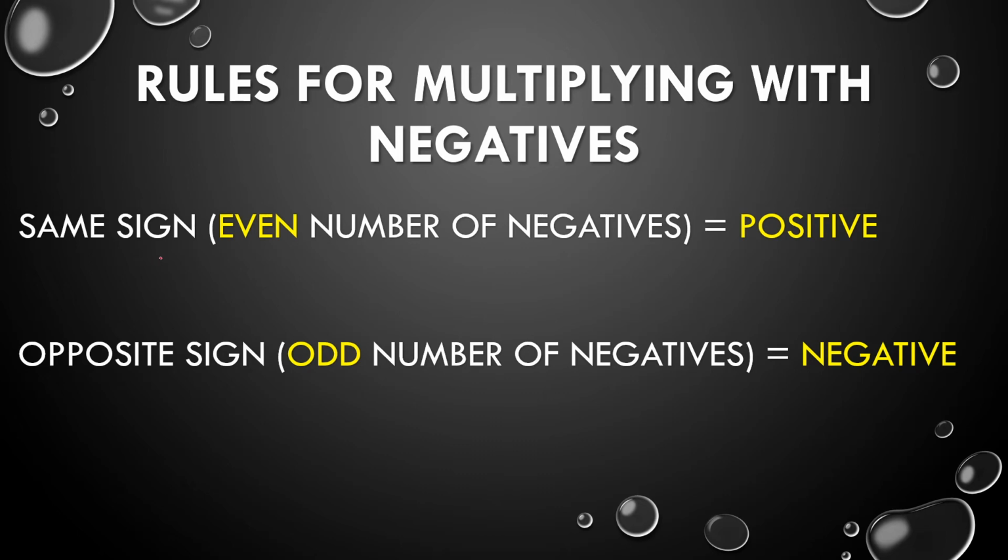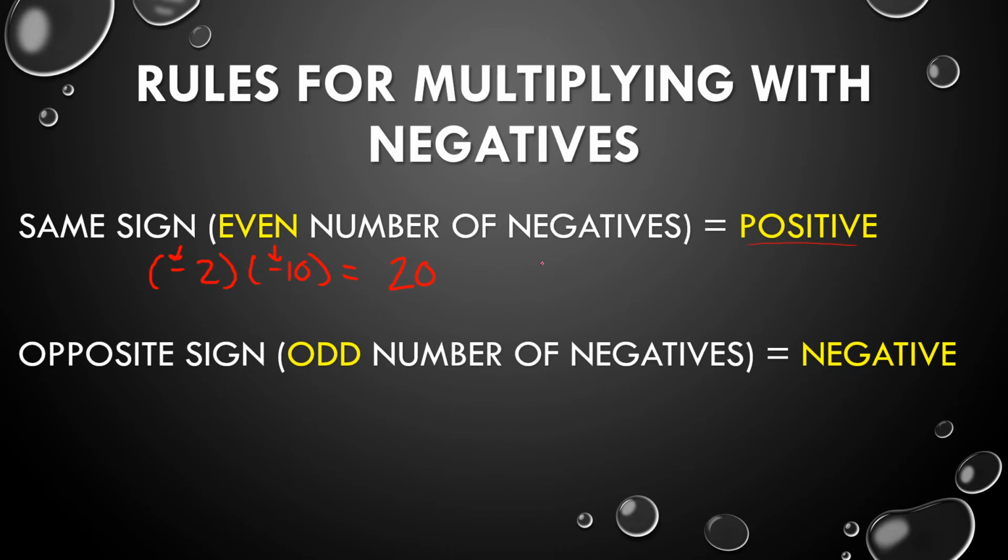Say I have negative 2 times negative 10. I have 1, 2 negatives. 2 is even. Even means positive. So all I need to do is multiply my numbers, and I know my answer is positive.